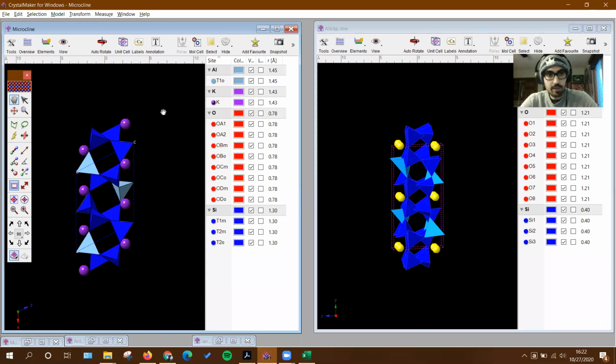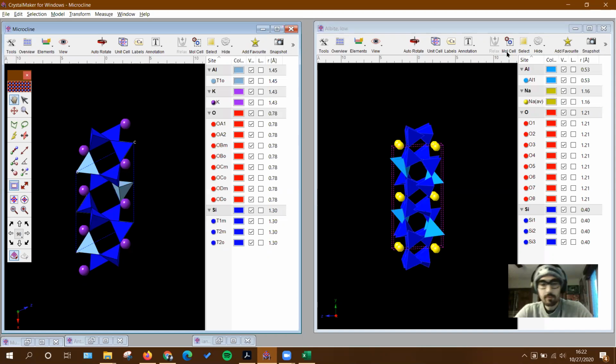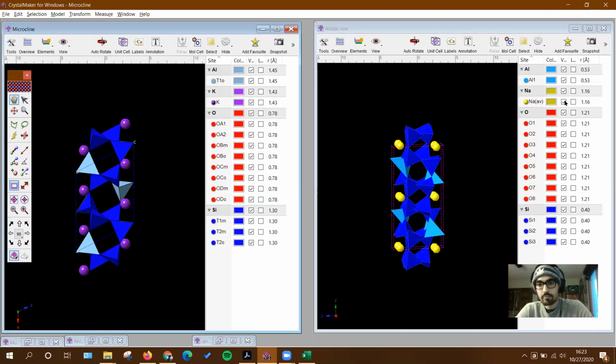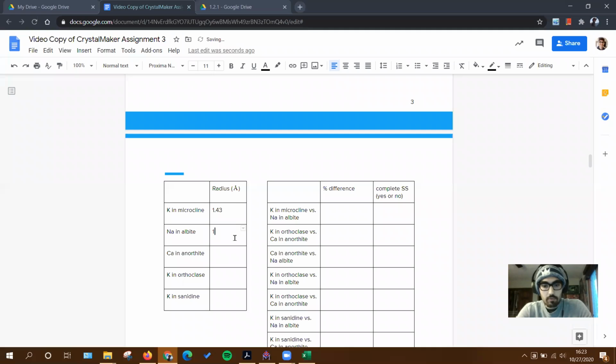So I have CrystalMaker pulled up. I have microcline on the left and albite on the right, and I'm going to move my camera. CrystalMaker makes this very easy for us because the radius for the cations is listed in the sidebar right here. In microcline, we're interested in the potassium. The potassium's radius is 1.43 angstroms. Simple enough. How about albite? Sodium, 1.16 angstroms. Cool, we're moving here.